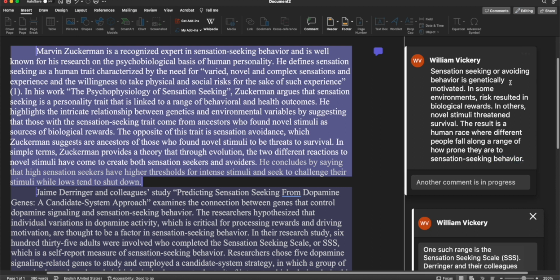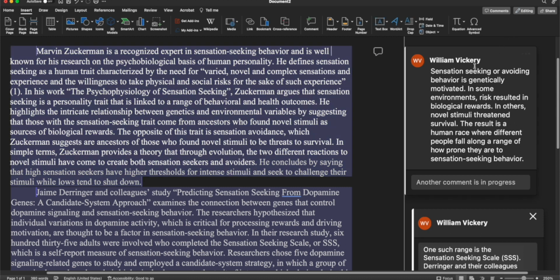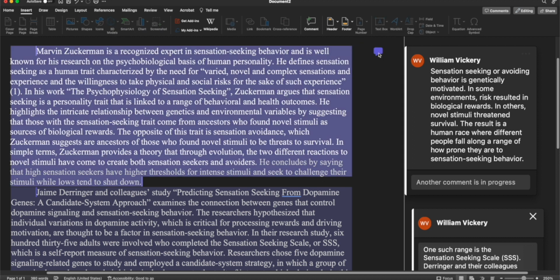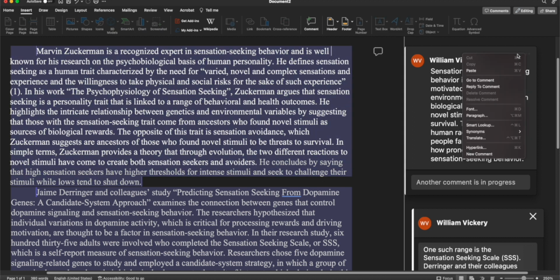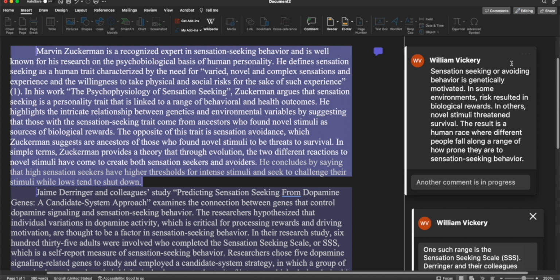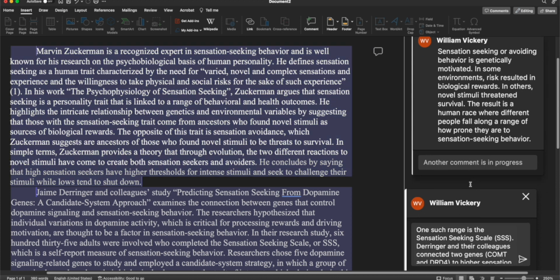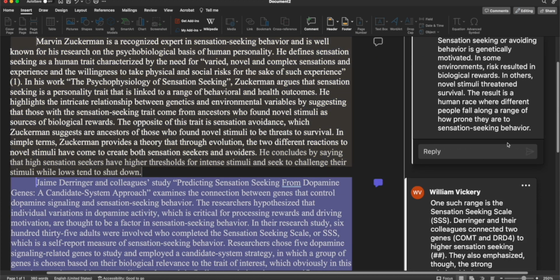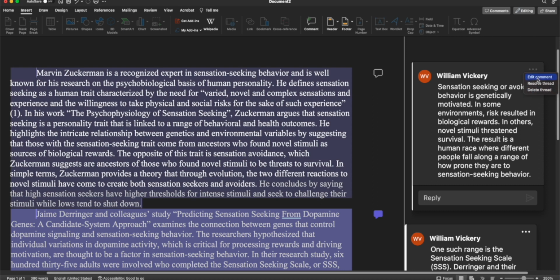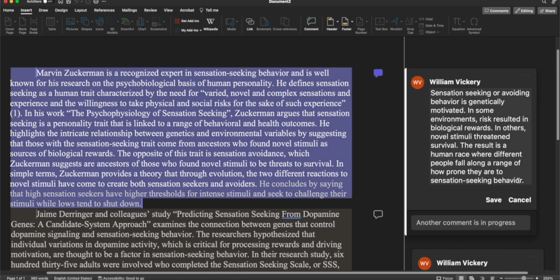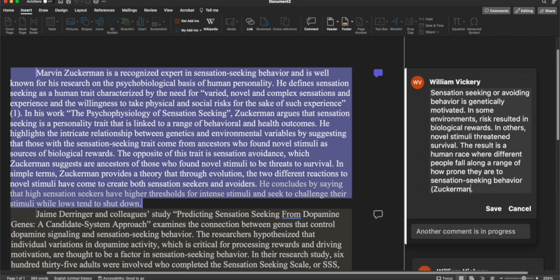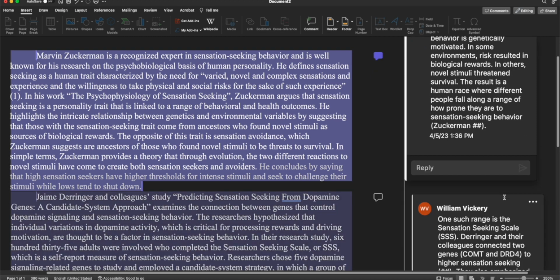Let me edit it. Can I edit it? No. Oh, another comment is in progress. That's why. Wow. A terrible system. We need our citation here. Zuckerman. There we go. Okay.